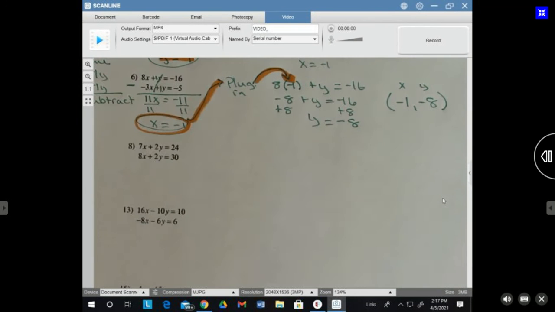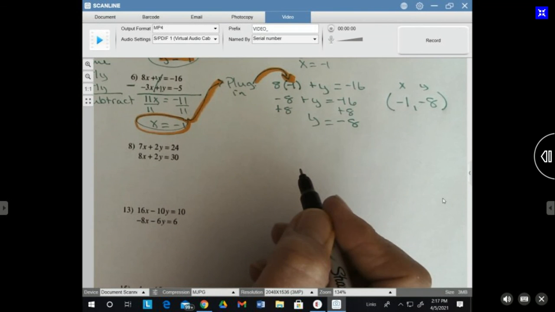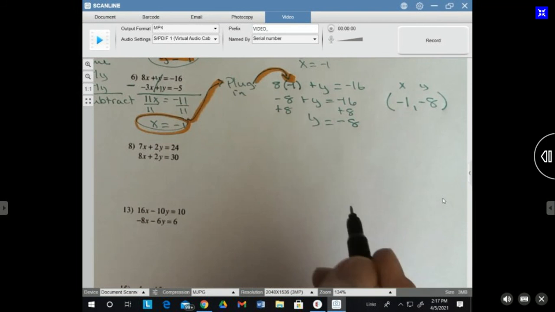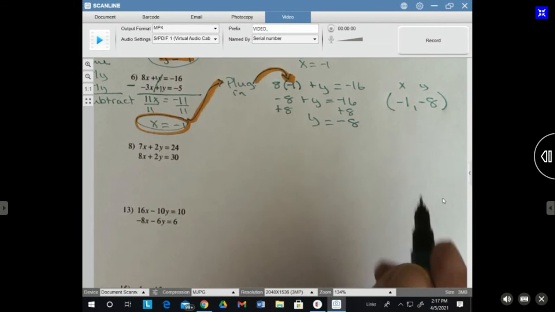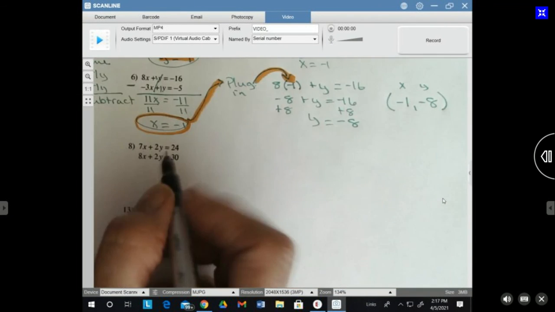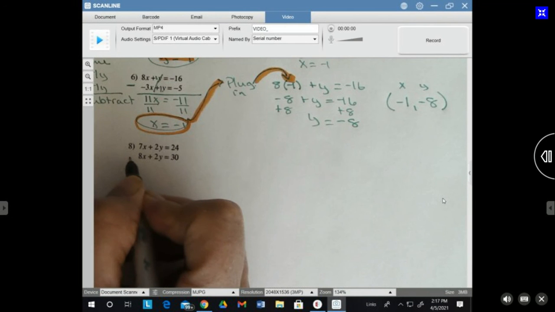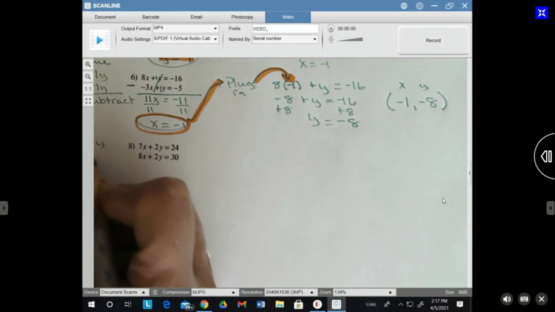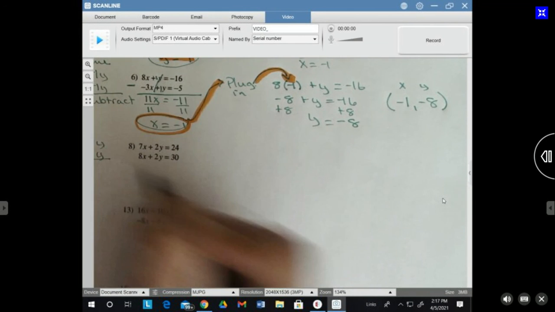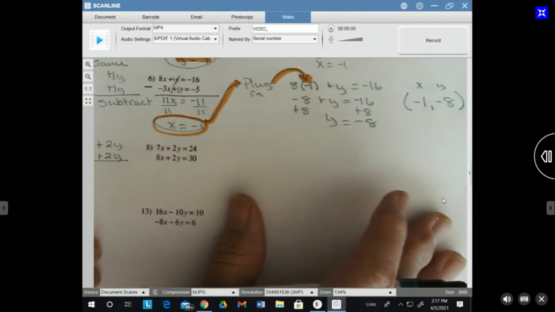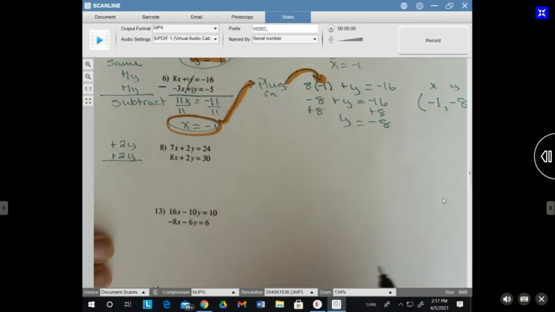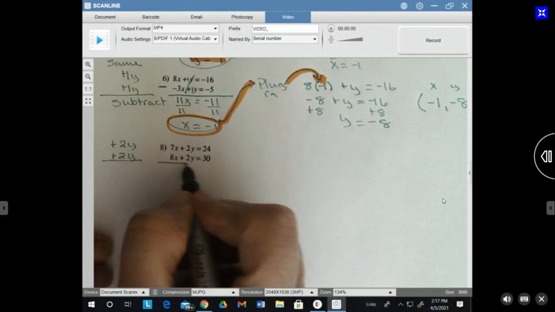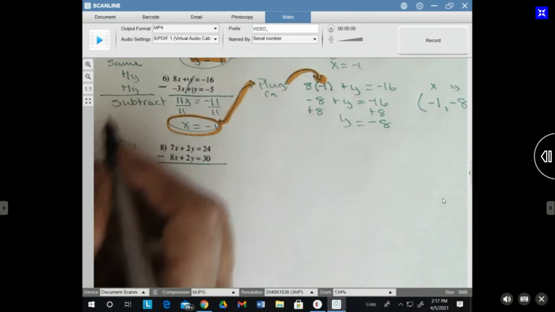What, why, and how? What variable are we going to get rid of? Why are we getting rid of that one? And how are we getting rid of that one? Okay, we're going to get rid of the y's. Why are we getting rid of the y's? Okay. And since they're both positive 2's, how are we getting rid of the y's? There you go.